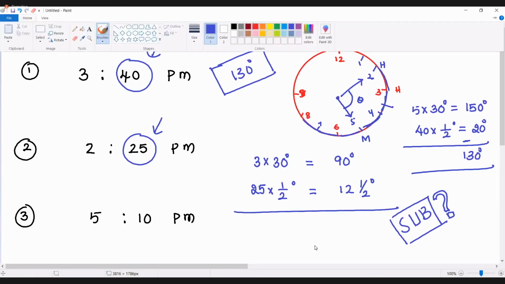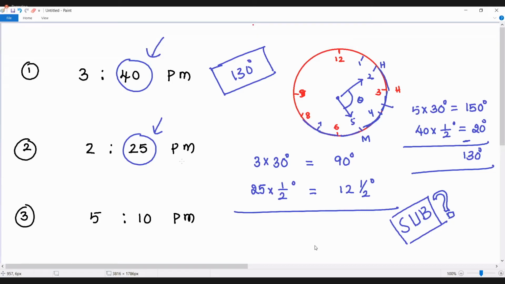So that's one of the students' questions. You can just observe this is 2 o'clock 25 minutes. So I will ask a very simple question, my dear students. You can just observe at 2 o'clock, the hours hand is pointing towards 2 and the minutes hand is pointing towards 12.